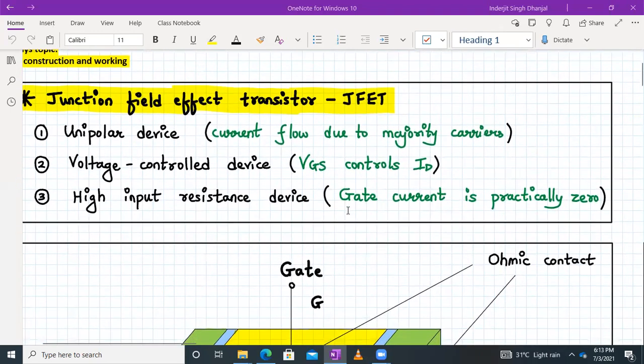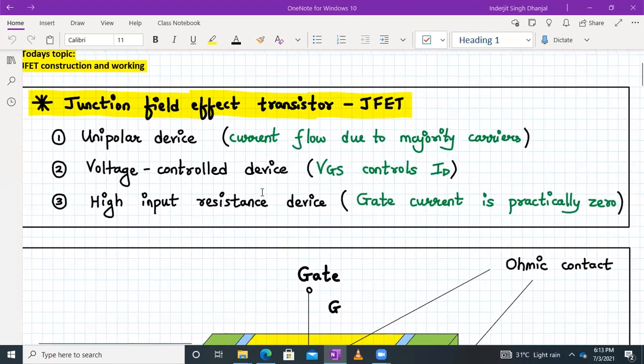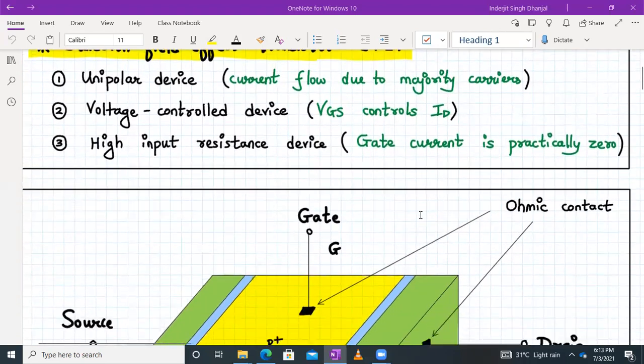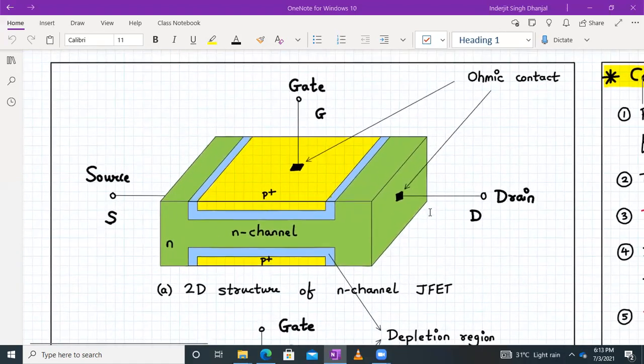It's a voltage control device. We will see shortly how that VGS controls the drain current ID. And it is a high input resistance device. That means here in a JFET, the gate current is practically zero. So now let us see the 2D structure of N-channel JFET.